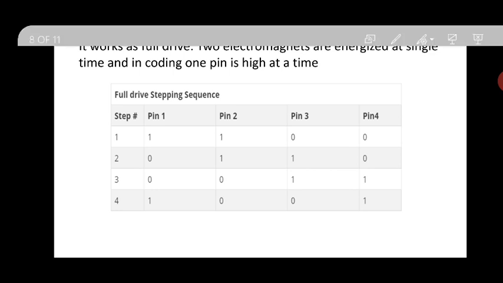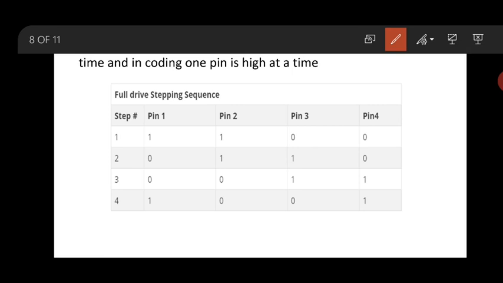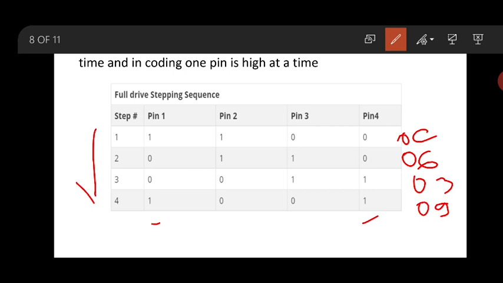Now if I take this, I need to send two signals for this. If I take the hexadecimal value of this one, it is C, and this will be 6, 0C, 06. Now this will be 03, and now this will be 09. These are the sequence to be transmitted in order to rotate in a full circle.